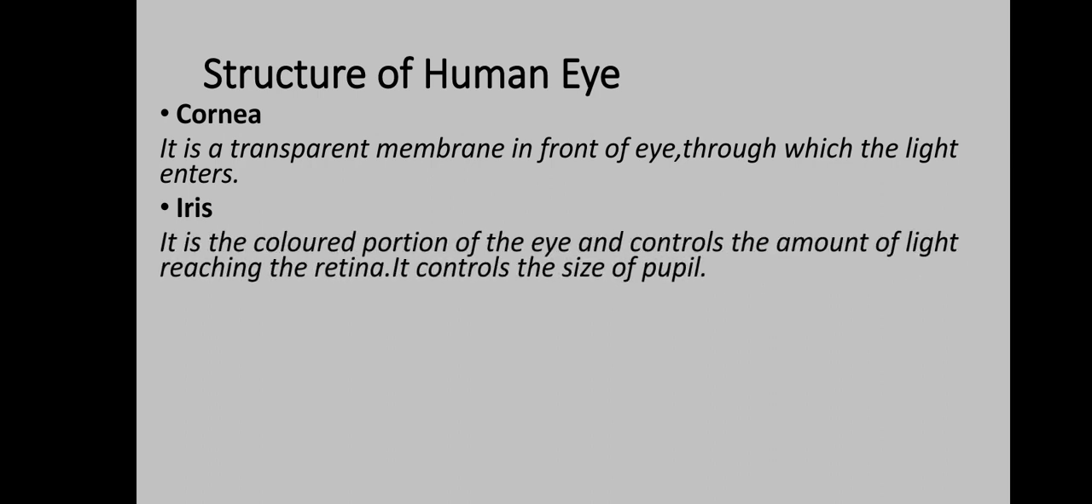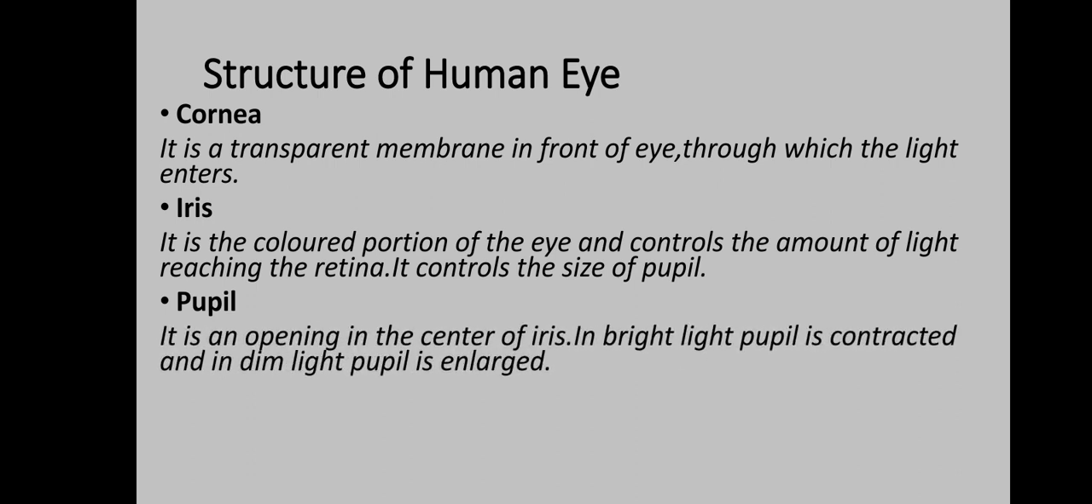Iris. It is the colored portion of the eye and controls the amount of light reaching the retina. It also controls the size of the pupil. So what is the pupil? It is an opening in the center of the iris. In bright light, the pupil is contracted, and in dim light, the pupil is enlarged. It means that the iris controls the size of the pupil, as the pupil is present in the center of the iris. In bright light, the pupil is contracted, and in dim light, the pupil is enlarged.